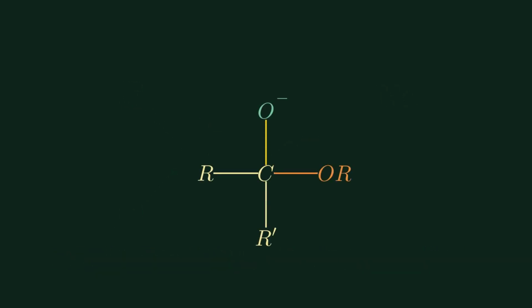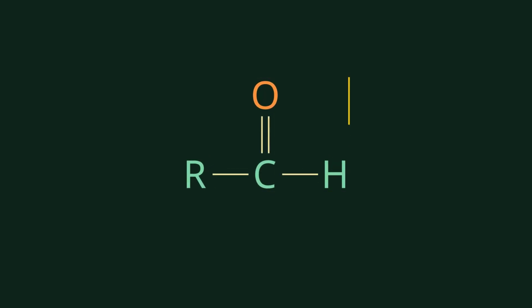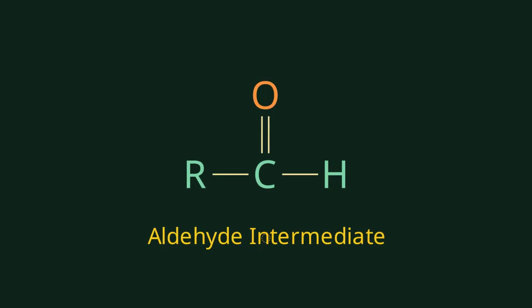At this point, the molecule undergoes a transformation called an elimination. That OR group, the alkoxy part of the original ester, is kicked out. As it leaves, the carbon creates a new double bond with the oxygen. Wait a second, look at the screen. What does that look like? That's an aldehyde. But we aren't done yet.